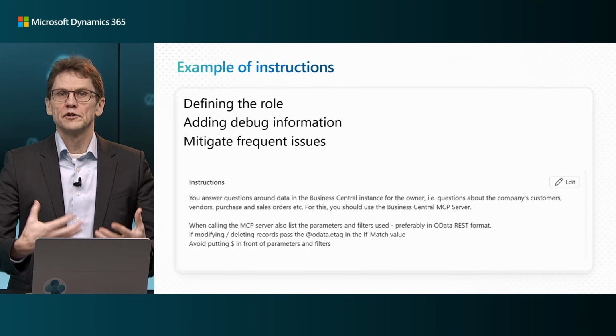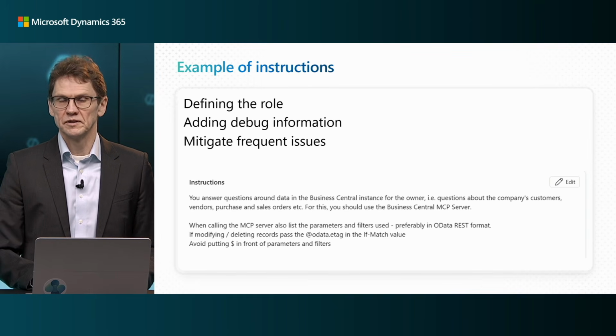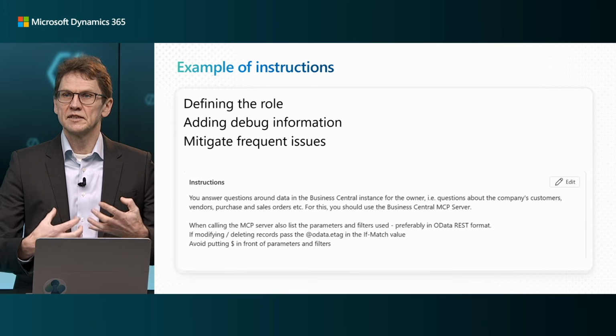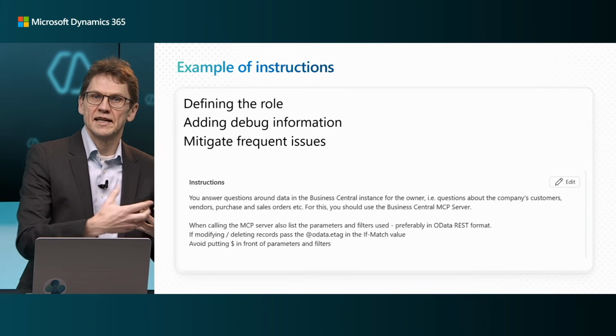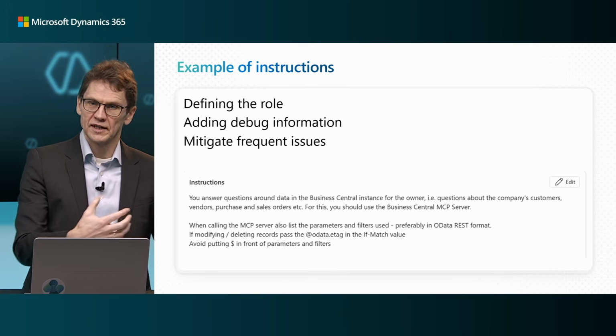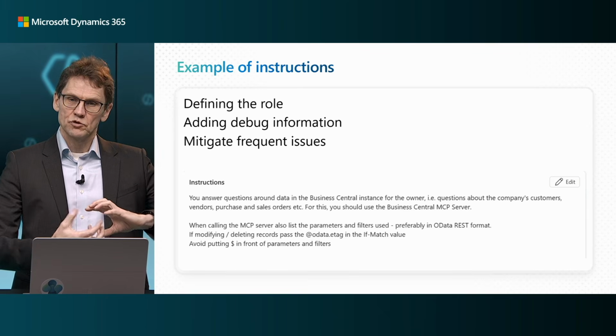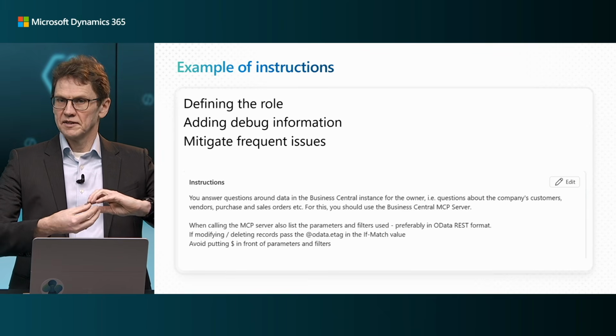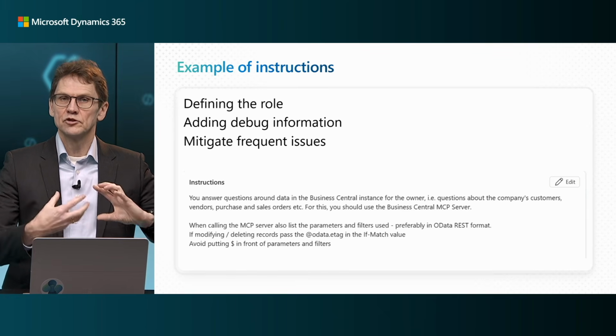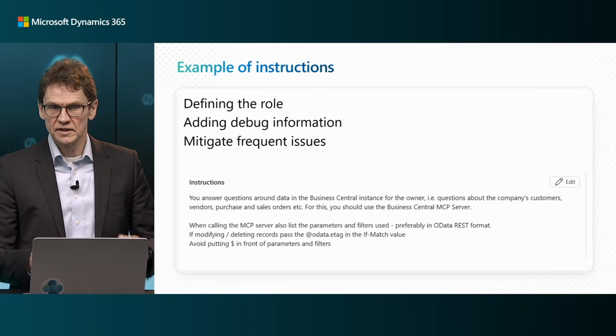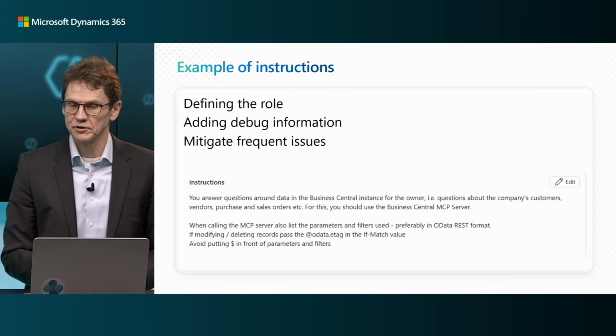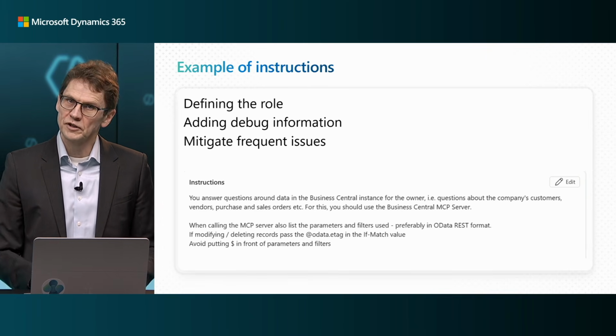But actually what we are doing as a product group is that we're monitoring the standard things that LLMs get wrong when you try it against Business Central. And we try to make the connector and basically the MCP server lenient towards those. So for instance, this avoid putting $ in front of parameters and filters is actually no longer needed as an instruction, because we are actually trying on the back end with a $ and without.